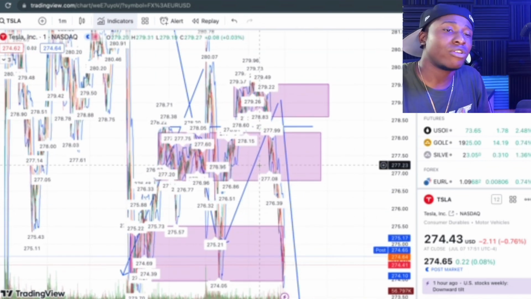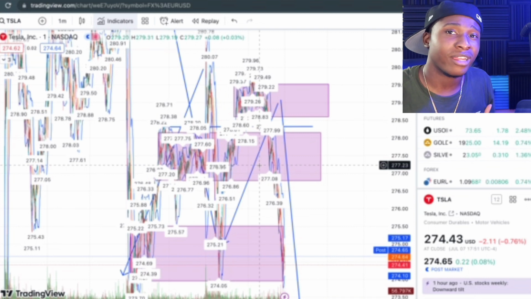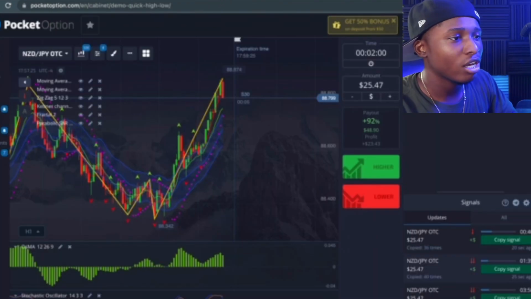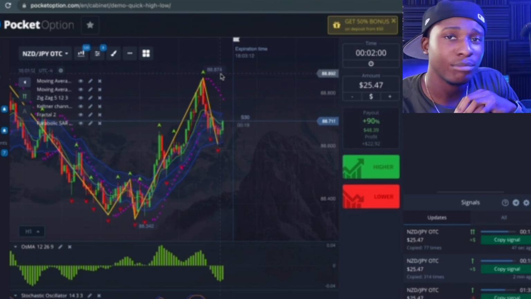So this is how you can use TradingView to get the most accurate charts that you want to trade on. And then once you find an accurate chart that you want to trade on, you want to simply take it over here to Pocket Option.